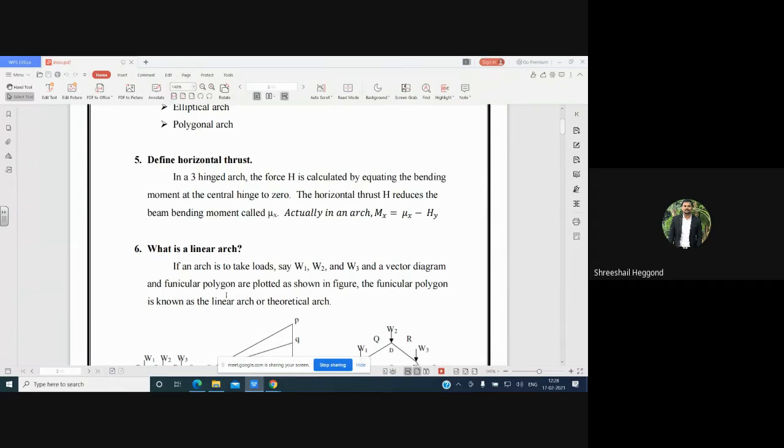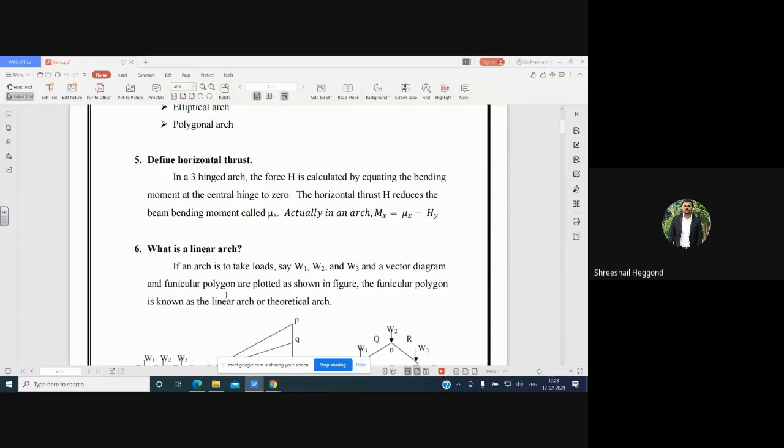Because of that, if any alignment change is there in the support, the moment will be reduced because of Hy. That is horizontal thrust. We'll deal with how it is reduced and how you need to find the different moments acting on the arches in the numerical parts.